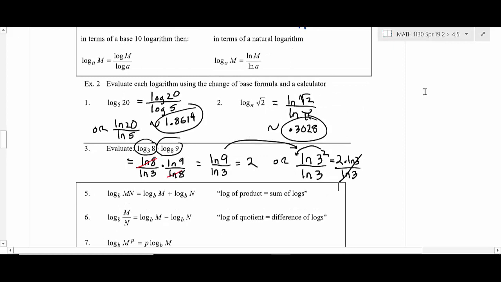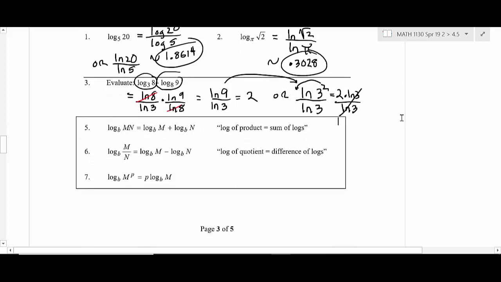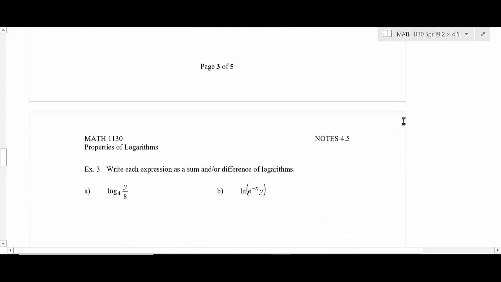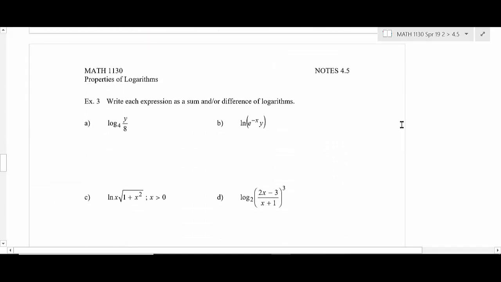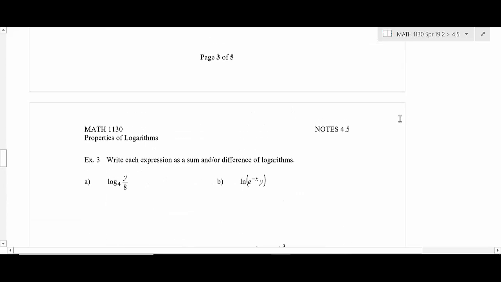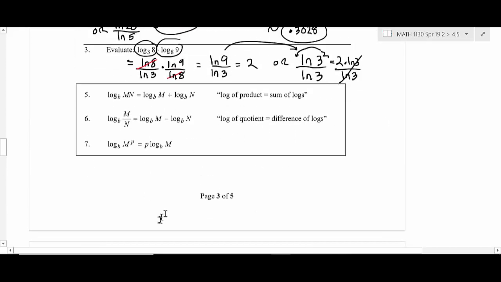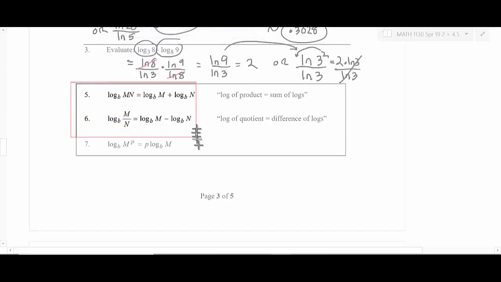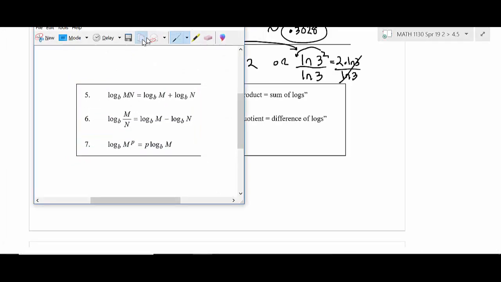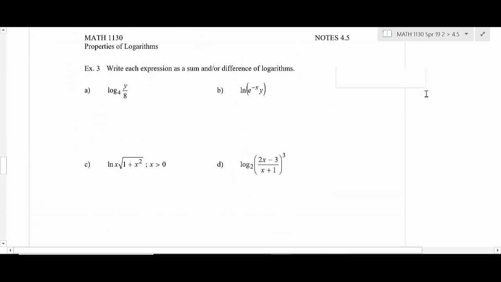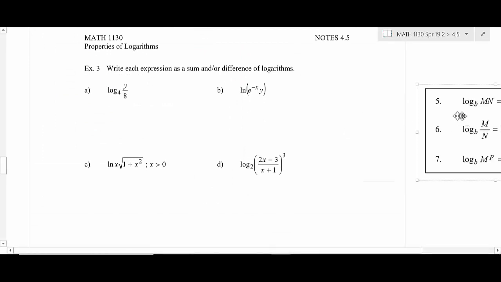There's nothing to it. I'm not going to really show you where that comes from necessarily, but that's pretty useful to use, and then you can use your calculator on different bases also. The next thing I want to show you is just getting comfortable with the different properties we have. So on the next page, we're going to use these properties 5, 6, and 7 quite a bit. And this is a skill that you use a lot when you're solving equations.